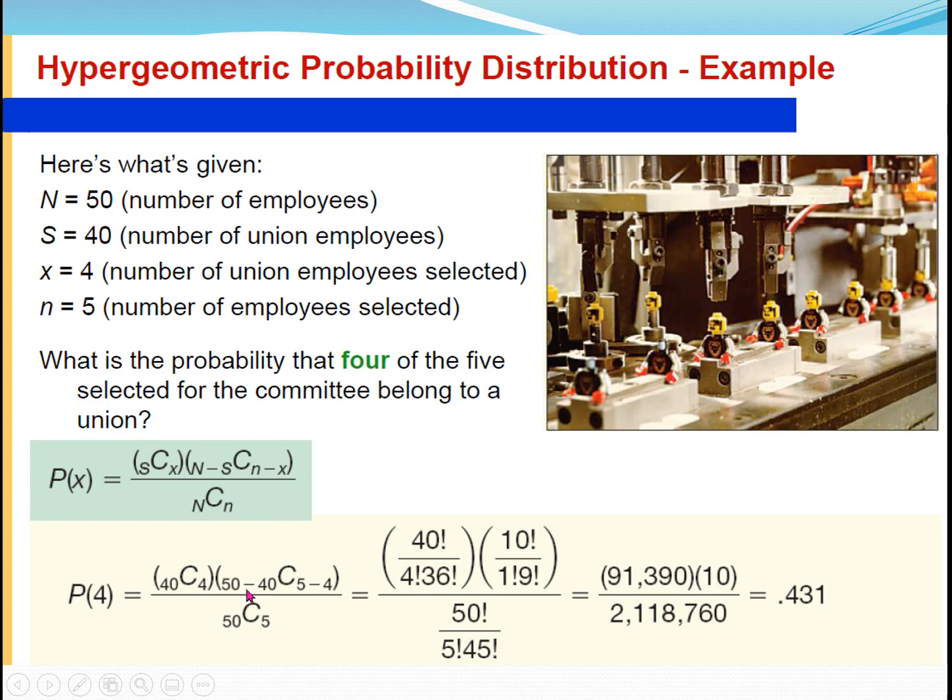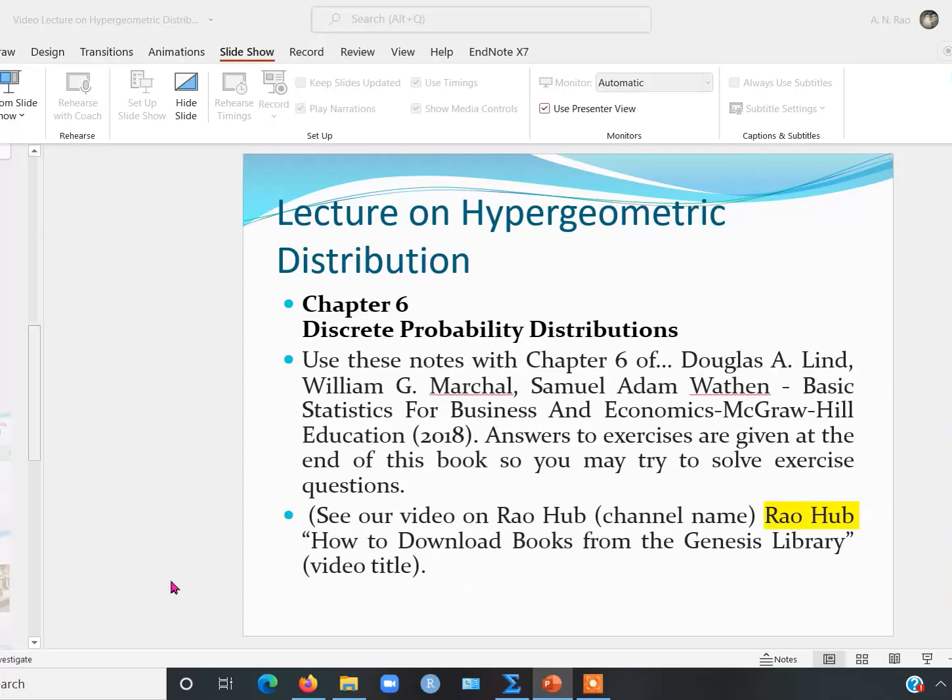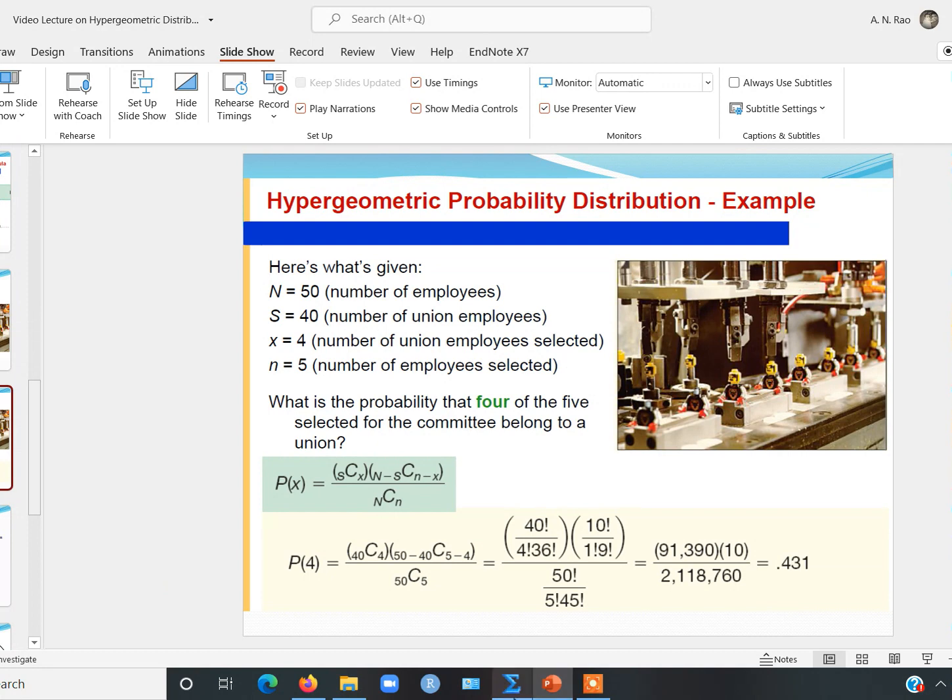So 10C1 ways to select one employee out of those 10 that do not belong to the union, divided by 50C5. Why 50C5? Total population is 50 and the sample size is 5. So you can see that, let me go to the math type for a moment.